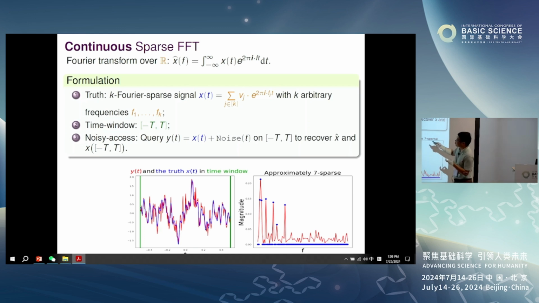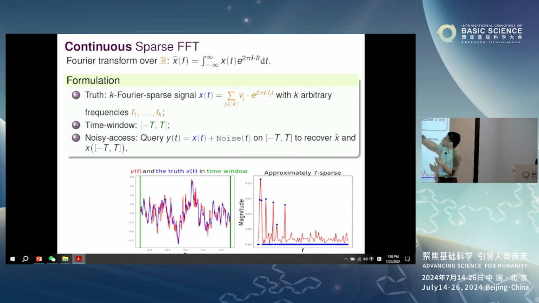So the k-Fourier-sparse signal, this is the truth that we want to recover. We will use x(t) to denote it. It is the summation of k basic wave functions, where each basic wave function has an amplitude v_j times e to the 2 pi i f_j t for an arbitrary frequency f_j. To define the problem formally, I should go over the Dirac delta function, but for ease of exposition, I will skip that part. Throughout this talk, the signal I'm interested in has this form, a summation of k wave functions.